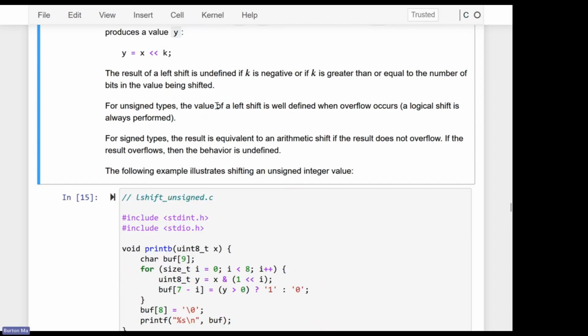For unsigned values, the result is always a logical shift. For signed types, the result is an arithmetic shift if there's no overflow. If there's overflow, then the behavior is undefined, which means don't shift signed values unless you're sure that the result is not going to overflow, because you will get an unusual result if you're not expecting it to happen.